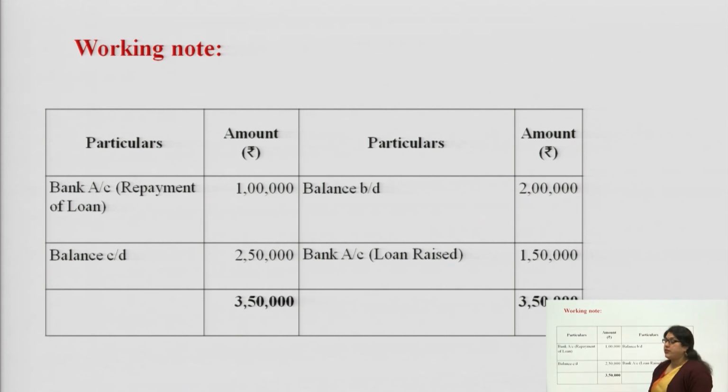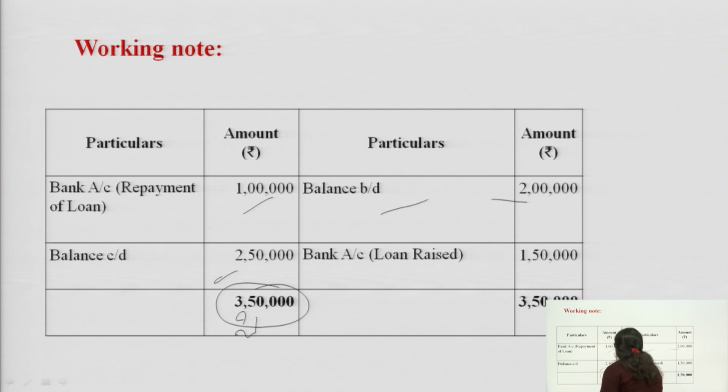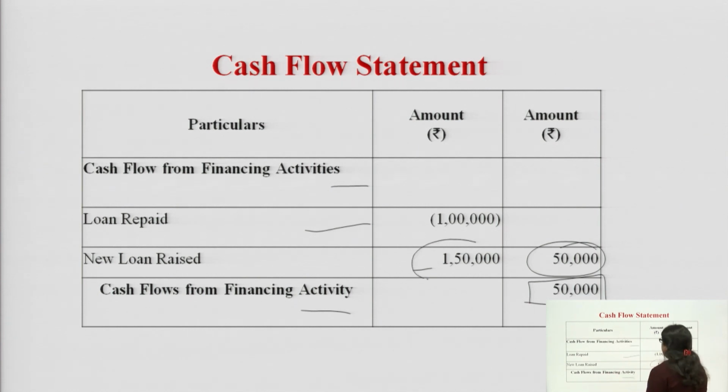How has this 1,50,000 come? What we have considered is that the balance at the beginning was rupees 2 lakh and at the end it was 2.5 lakh. Repayment of the loan was done for 1 lakh rupees. It comes out to 3,50,000. Once we subtract 2 lakh from this side, it will come to 1,50,000. So, the amount which we have written here, that new loan raised, came from that.